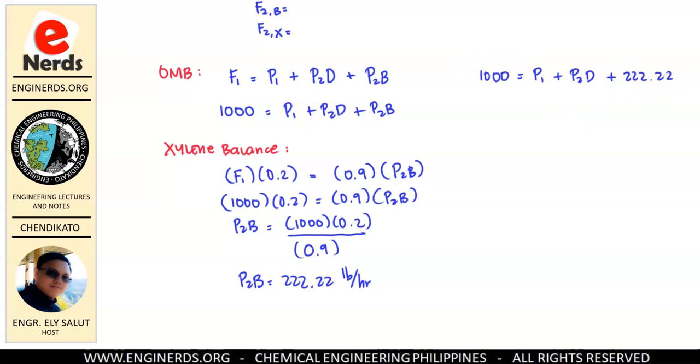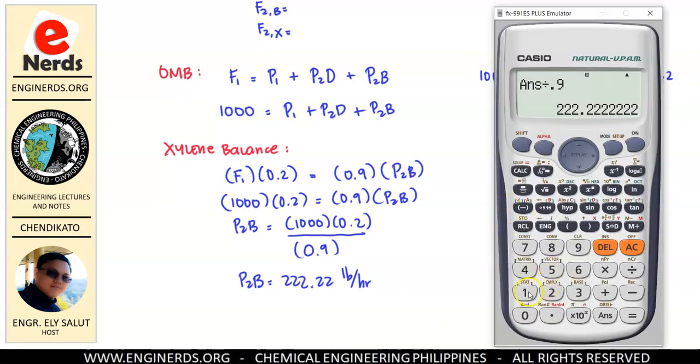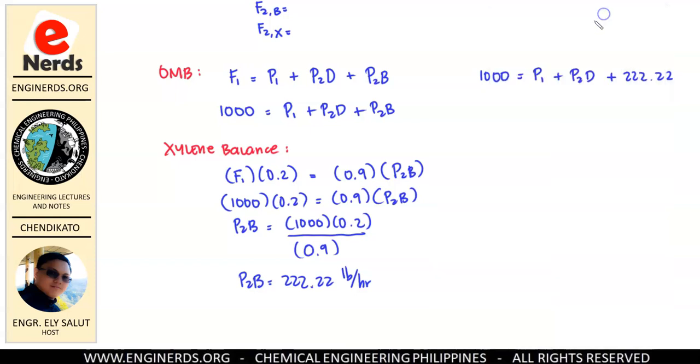Okay, so subtracting that sa 1,000, we have 777.78. Okay, so we have 777.78 is equal to P1 plus P2D. Okay? So, let us name this as equation OMB. Okay? Para madali nating ma-recall mamaya.